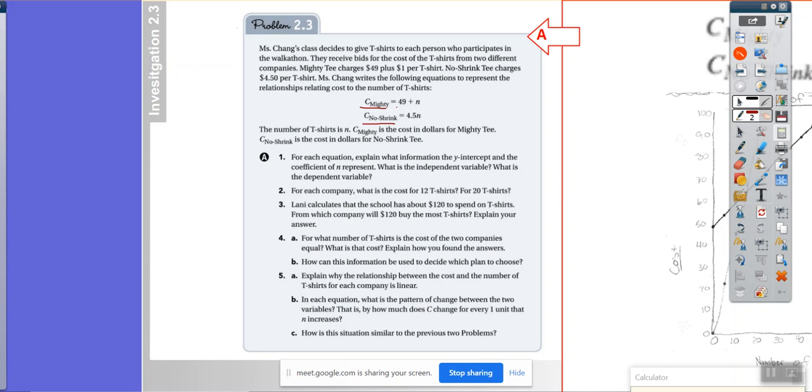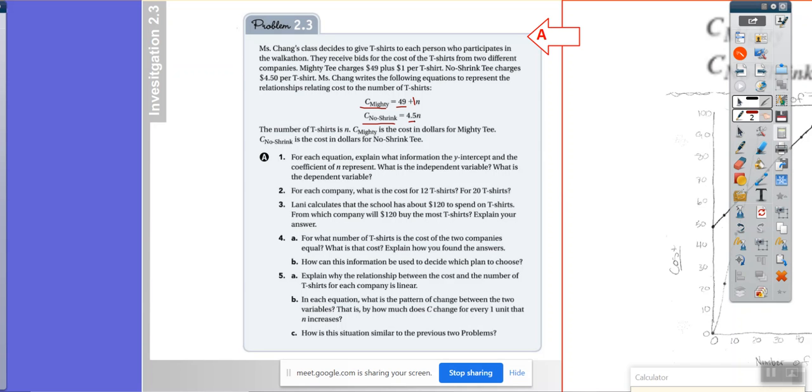The Mighty T-shirt company charges $45 for the setup of the screens and the art and all that stuff, but they only charge $1 for every t-shirt that you buy. Whereas No Shrink doesn't have an upfront cost for the artwork, but they do have a larger cost per t-shirt, $4.50. So for 12 shirts, here's what we're going to do.